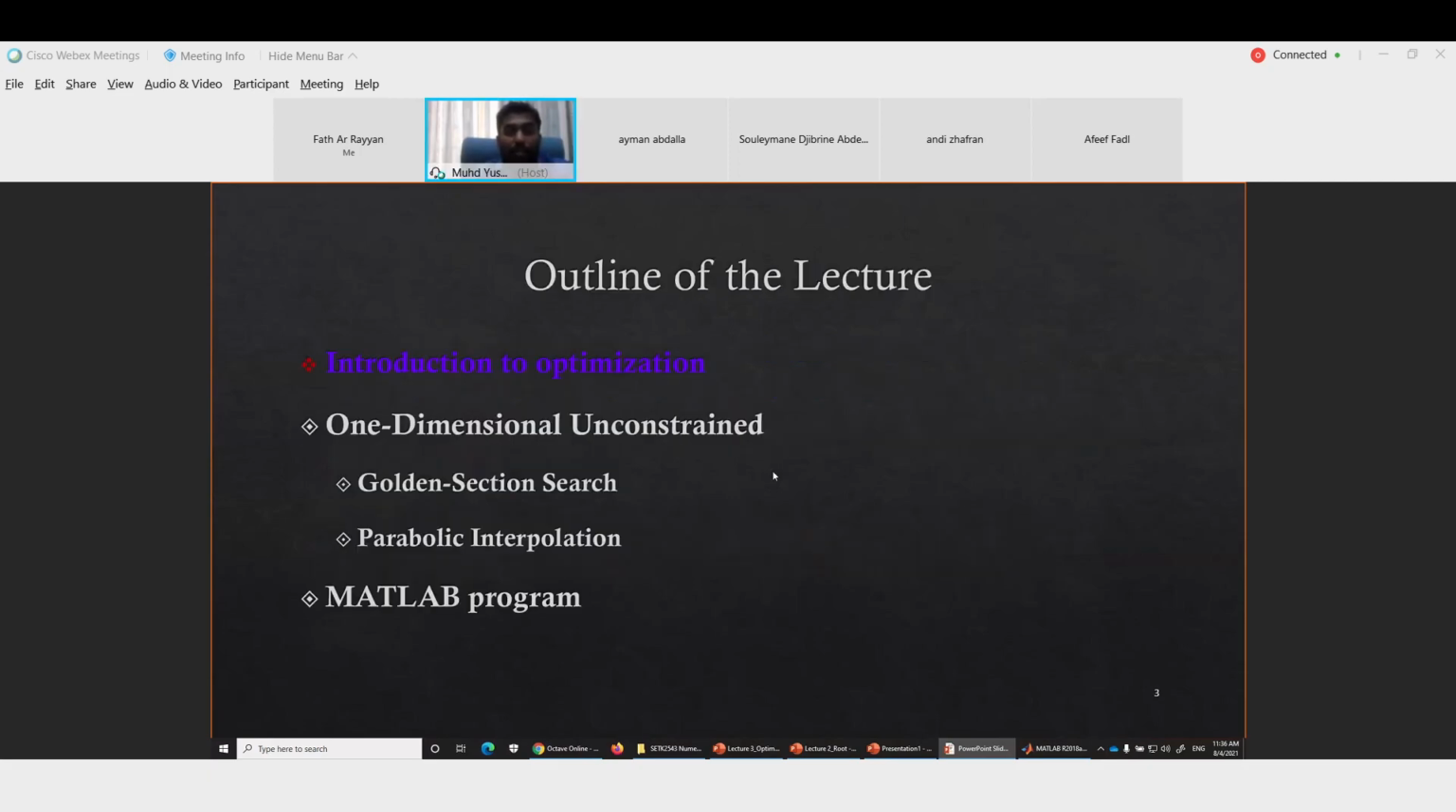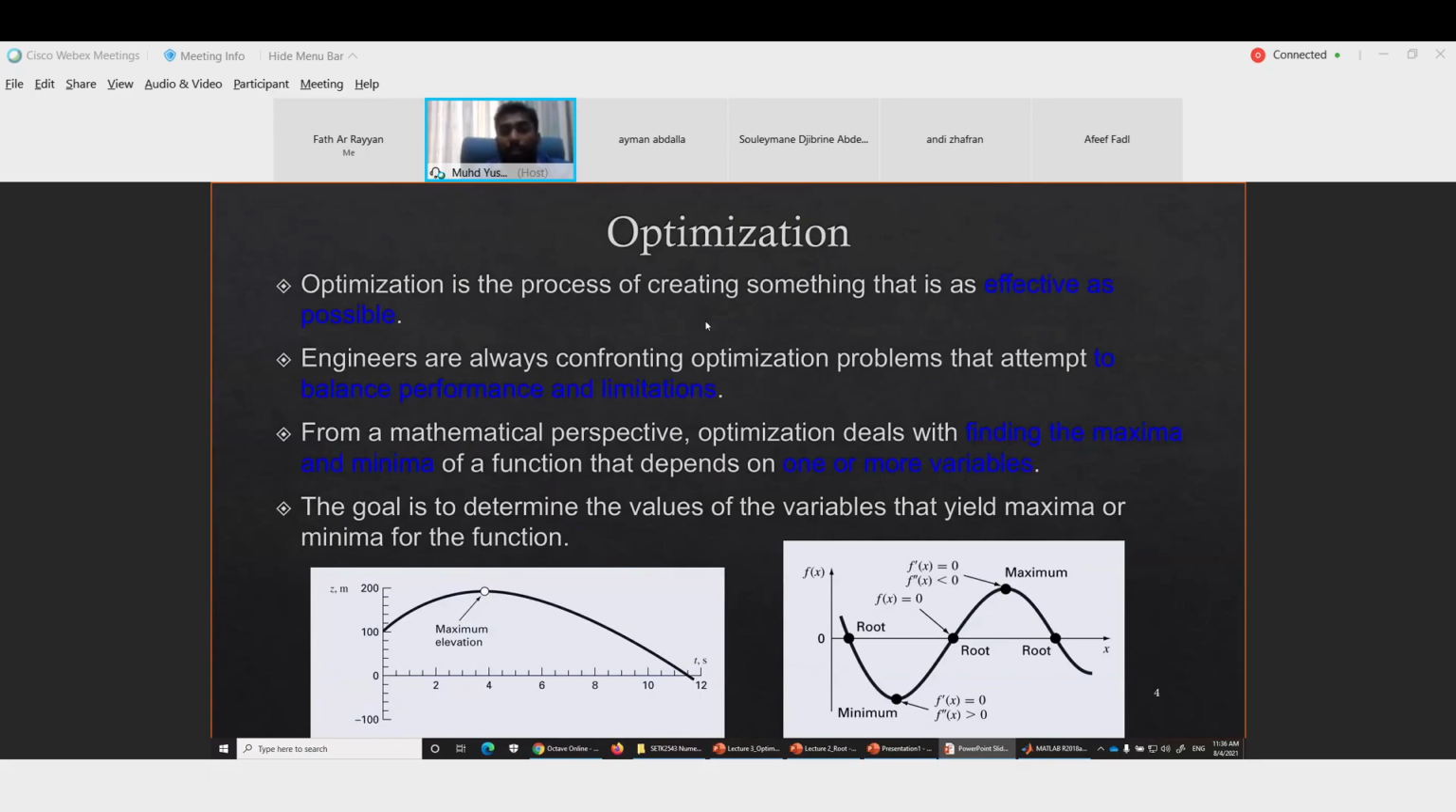Okay, so now the first one is going to be the introduction to optimization. Optimization is the process of creating something that is as effective as possible. In the aspect of numerical methods, it is going to be finding the minimum and the maximum. But in general, as an engineer, there is more to think about than maximum and minimum. Optimization is always about the amount of information and the limited supply that you have, trying to make the best of a system. That is what we call optimization.